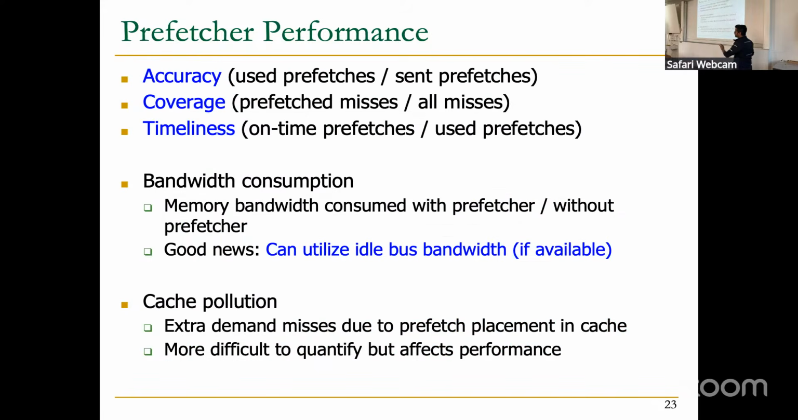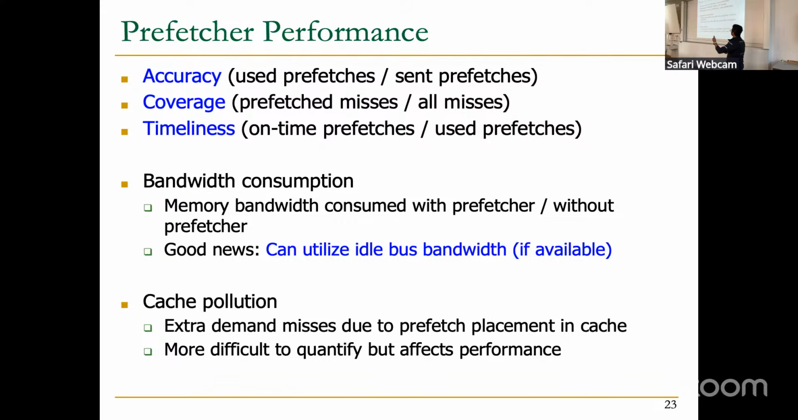Now, more often than not, when we design a prefetching solution, we overlook these two metrics. We typically chase these three, and as you can imagine, these three are also not easy to co-optimize, because if you have, let's say, high accuracy, then your coverage goes down.